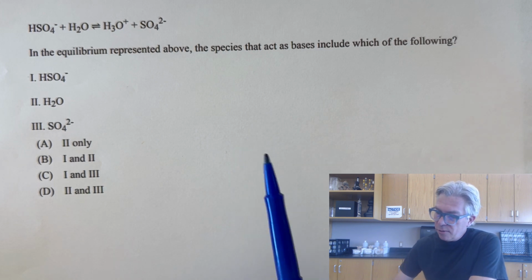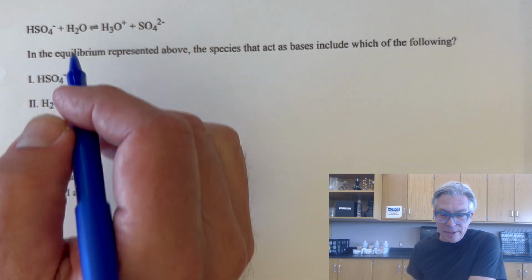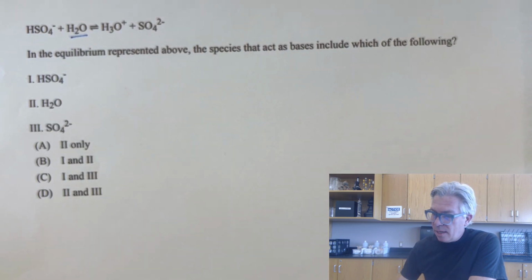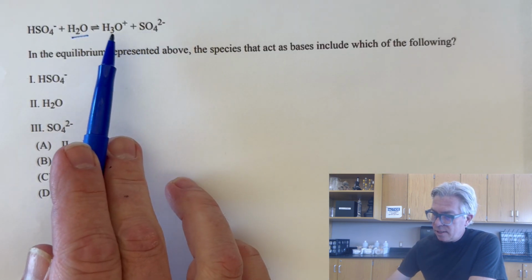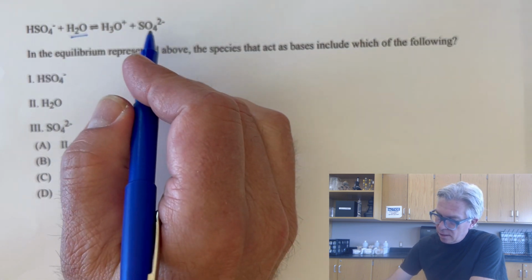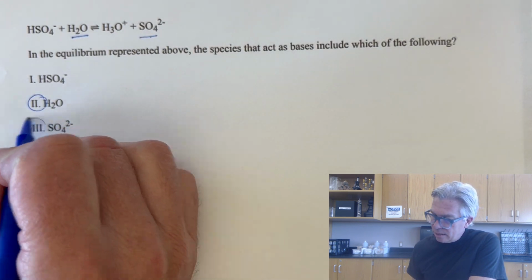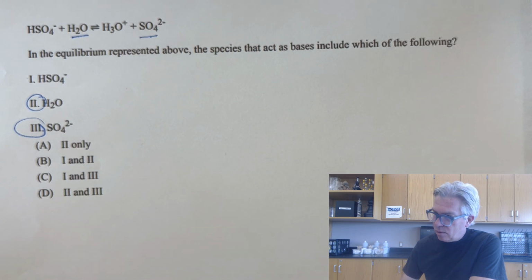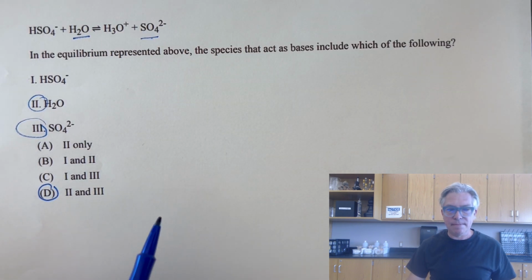All right. So the forward reaction, the water is acting like the base because it's accepting. And for the reverse reaction, this would have to accept back. So we're looking at water and SO4 as our 2 bases. That's choices 2 and 3, which is letter D.